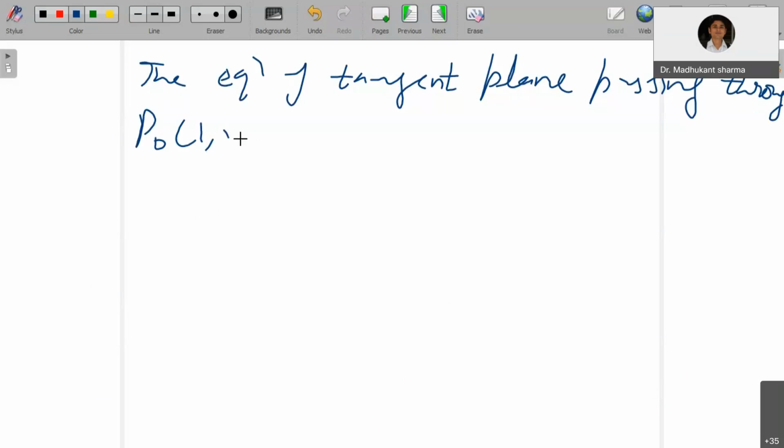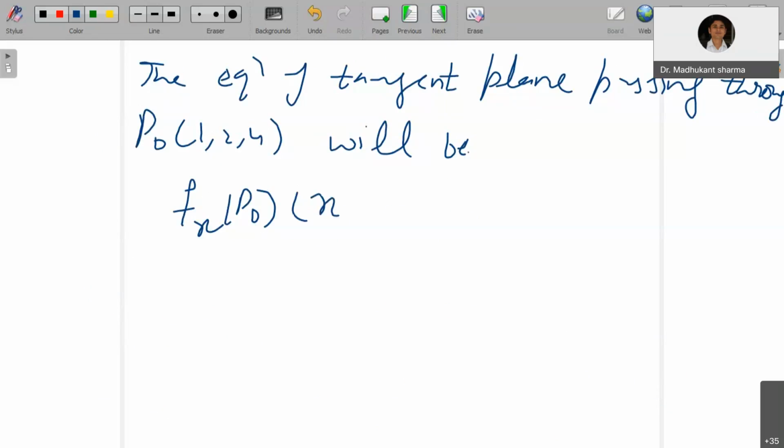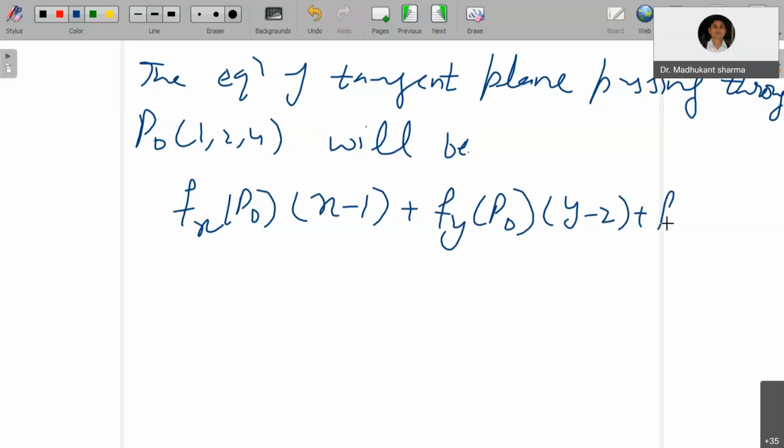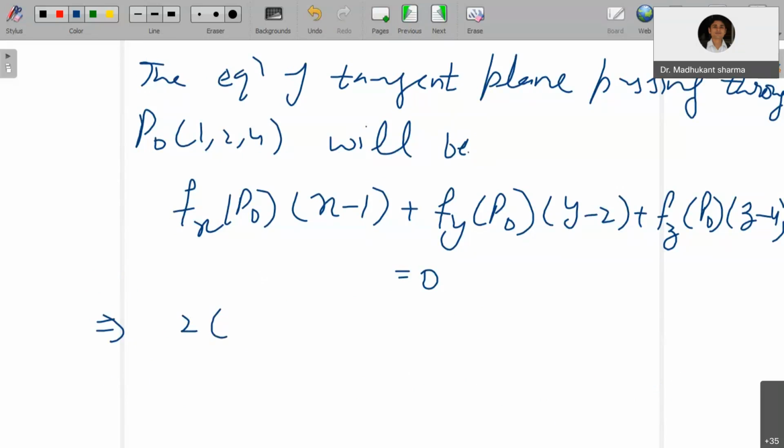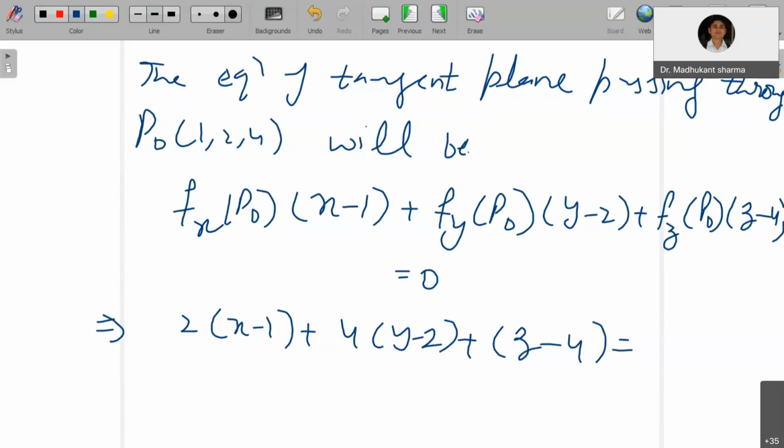P naught (1, 2, 4) will be fx at P naught times (x minus 1) plus fy at P naught times (y minus 2) plus fz at P naught times (z minus 4) equals 0. And fx at P naught, just now we have identified, is 2, 4, 1. So 2 times (x minus 1) plus 4 times (y minus 2) plus (z minus 4) equals 0.